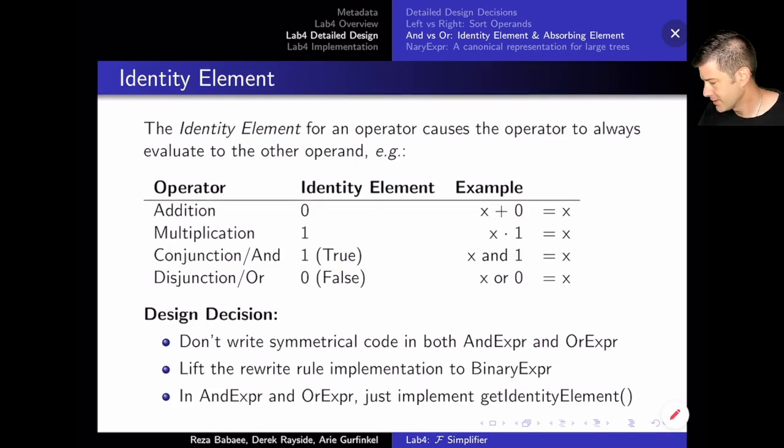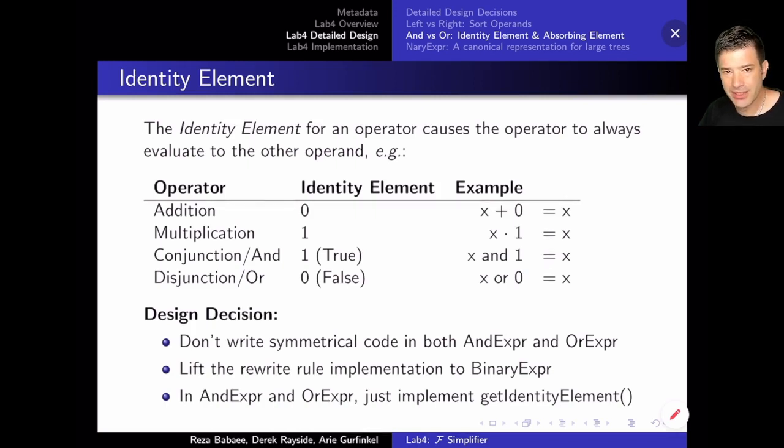The only difference between different operations is what is considered to be an identity. Right? What constant is an identity? Is that a 1? Is that a 0? Or something else? And so we can specialize this code so that instead of writing the code that looks at the different subtrees and checks which one is identity many times, we write this code once in an abstract superclass.